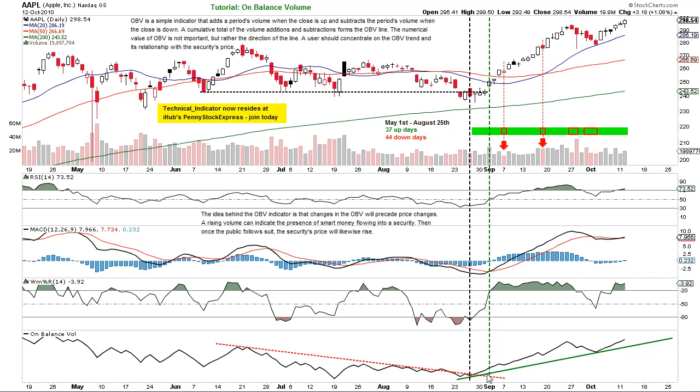So this is how I use the OBV. It is just another indicator that I use to support price action. I don't use the OBV by itself. I look at price action, I look at volume, and it just so happens that the OBV is a very simple indicator that corresponds with volume very nicely.